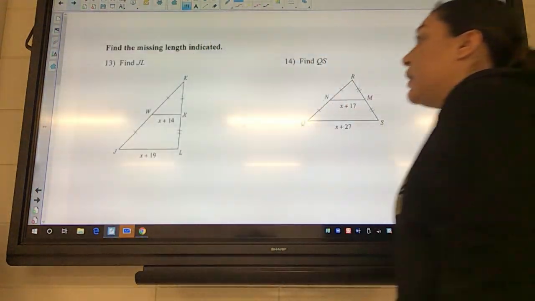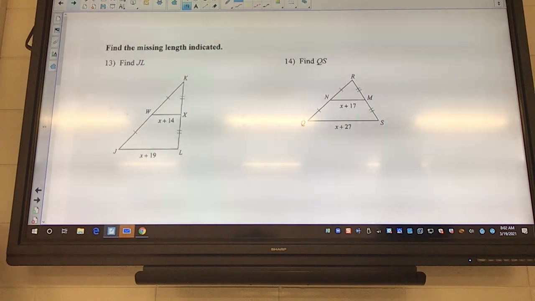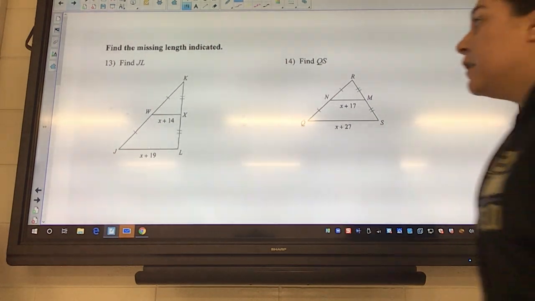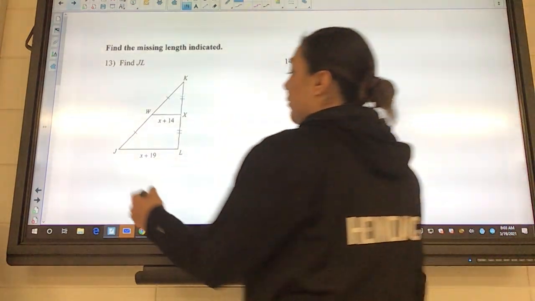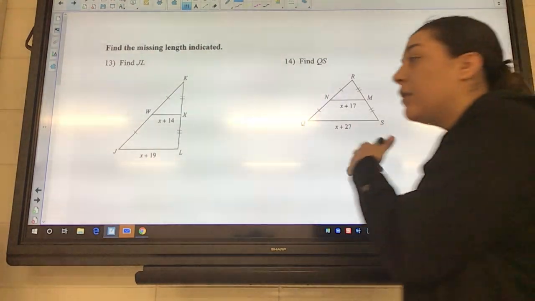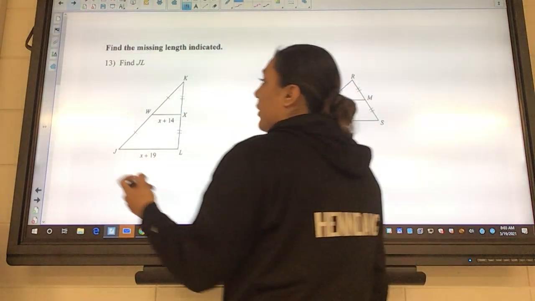Okay, the next page is the same, except they want you to actually find the segment. Before we were just solving for x. Okay, this one says go a step further and actually find JL. And so your very last step is going to be to actually plug in that x. So it's the same, but it is a little bit different, okay?